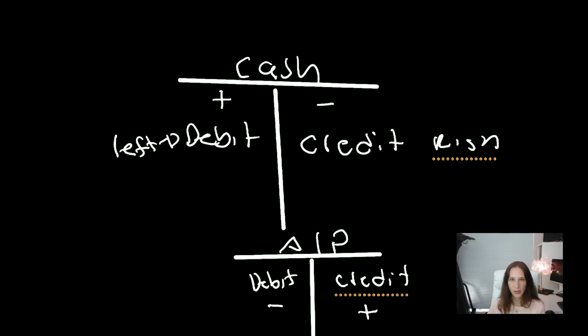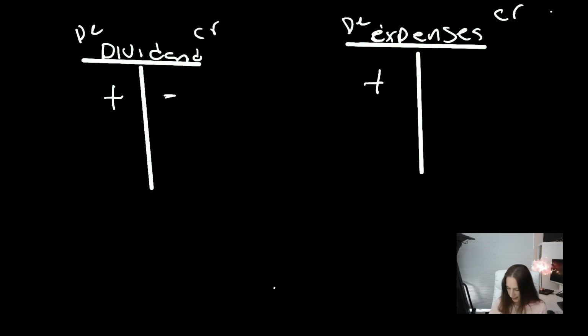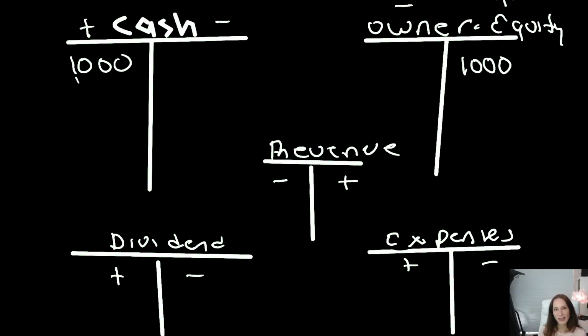Well, there are two exceptions to this rule for two accounts that are on the right-hand side of the accounting equation, and that would be dividends and expenses. These two accounts are under owner's equity. Dividends decrease owner's equity, but they are increased by debits. Expenses are also increased by debits and decreased by credits. This will become a lot clearer with an example.